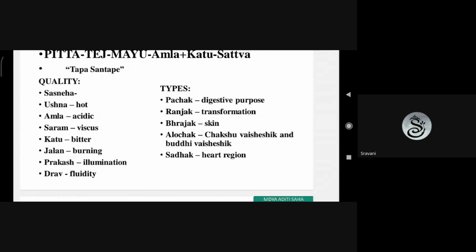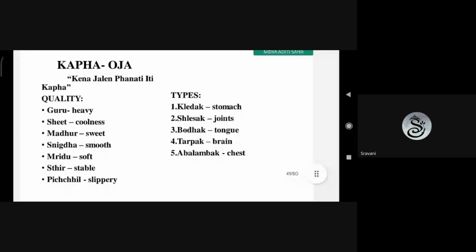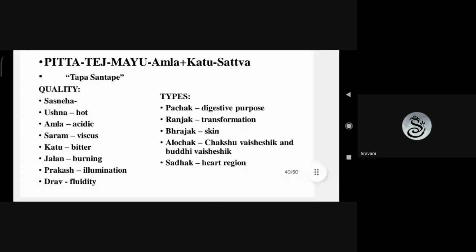Okay. Next is Sadhak Pitta. Sadhak Pitta resides in the heart region. Okay. Next is Kapha.